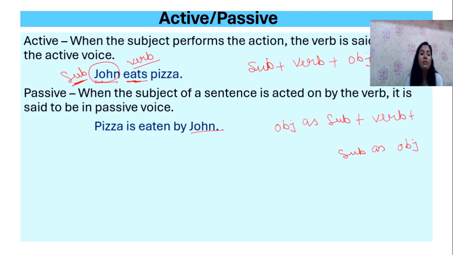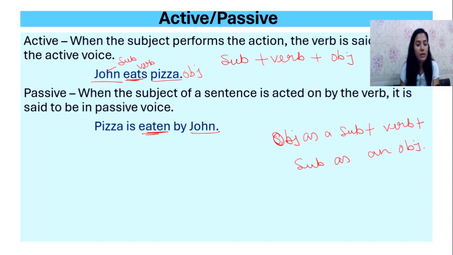Next, who is the receiver of the action in this sentence? Pizza. Because what is being eaten? Pizza is being eaten by John, by the subject of the sentence. So pizza becomes the object of the sentence, or you can also say that pizza is the receiver of the action, because what is being eaten? Pizza is being eaten, so action is being performed on pizza, and action is being performed by John. So in this way, pizza becomes the object of the sentence.